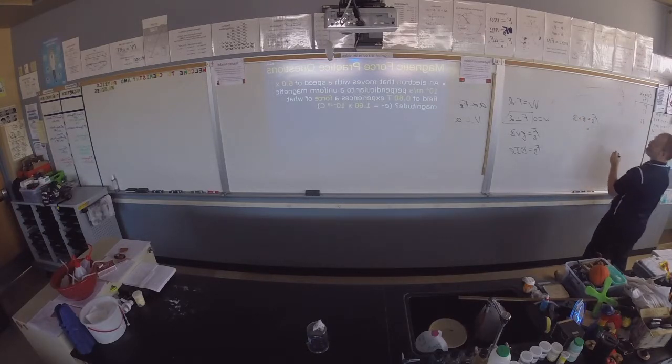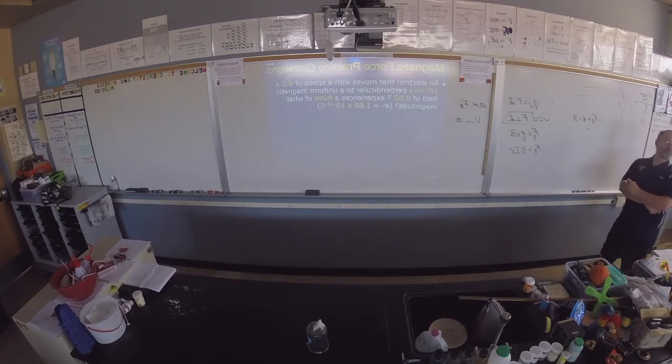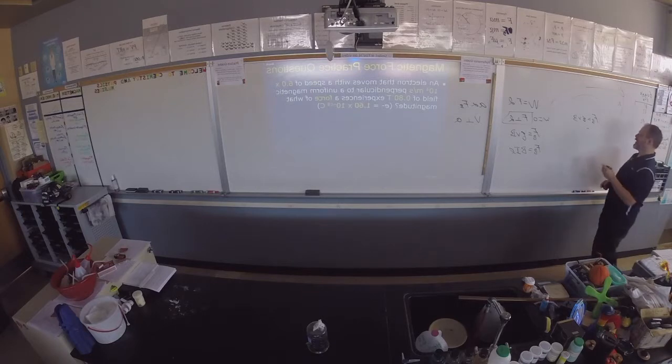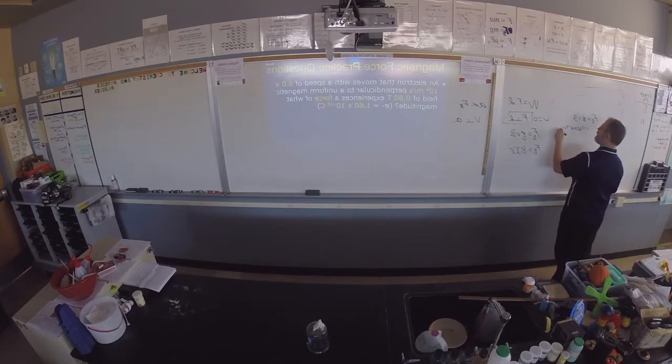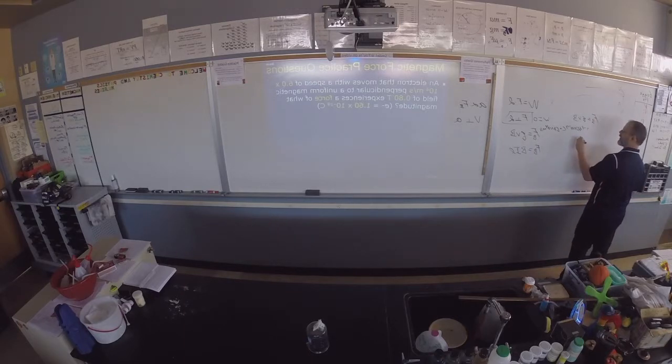Hey, what did you put in for q for the electron? 1.6 times 10 to the negative 19. Yeah, you just use the fundamental charge, 1.6 times 10 to the negative 19 coulombs. And for v, you use 6.0 times 10 to the positive 4th meters per second. And you multiply that by 0.8 tesla.